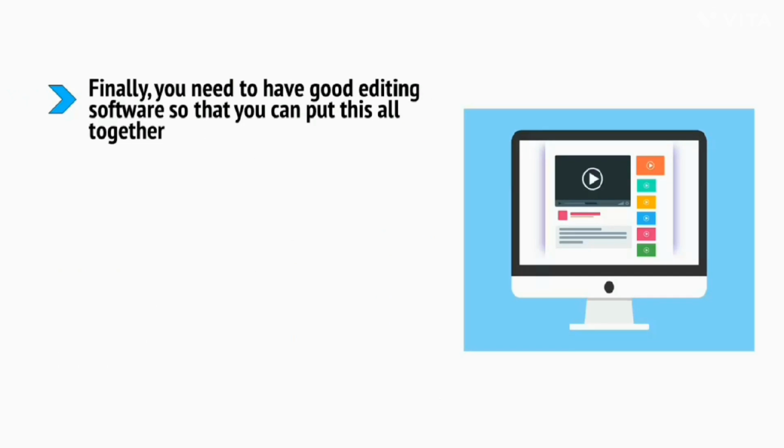Finally, you need to have good editing software so that you can put this all together. You're going to want some decent background music. Commission some from a composer on Fiverr.com. And you'll want a decent video opener. Ditto. Place your logo in the top left. Then stitch all this together and sync your audio track using software such as Adobe Premiere or Final Cut Pro.